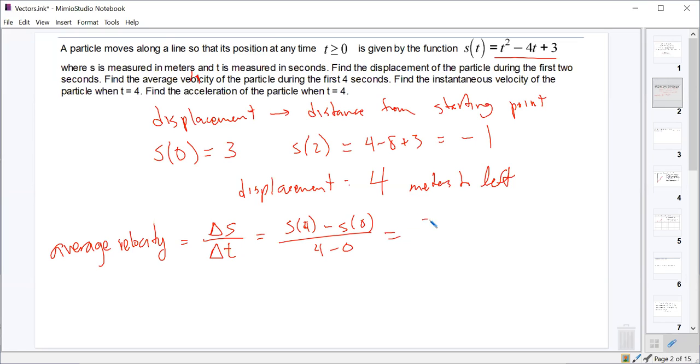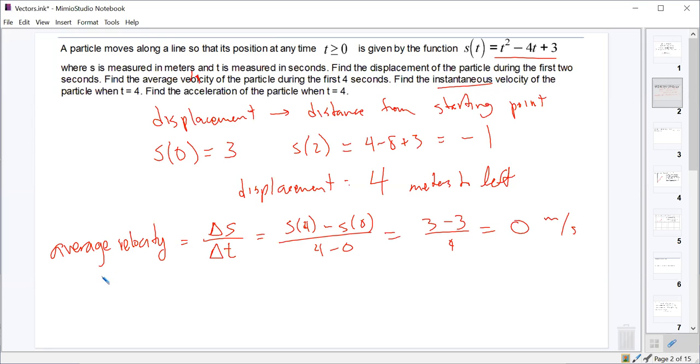3. And what's s of 0? 3. So we end up with 0 meters per second, average velocity of 0 meters per second during the first 4 seconds. Well, that's telling us that this particle moved to the left some, and then it moved to the right some, and it came back and ended up exactly where it started. So the average velocity was 0.